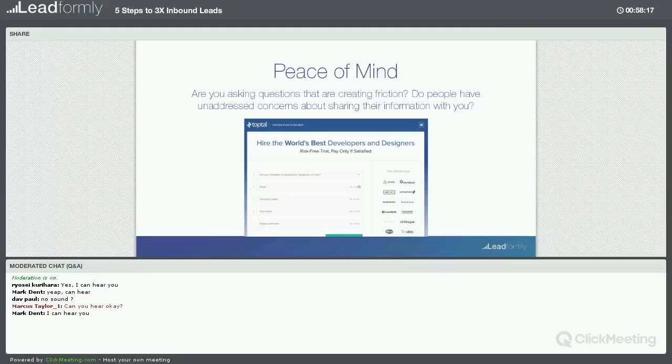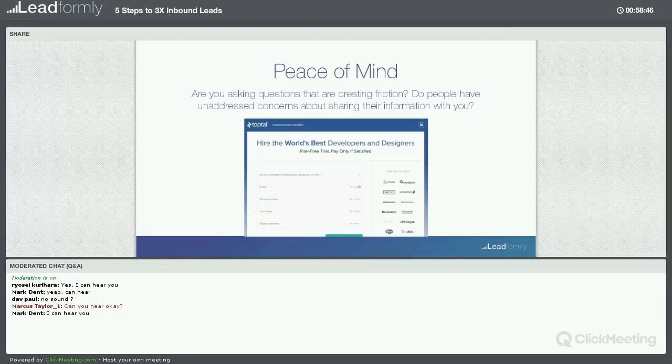Okay, so peace of mind, as I mentioned, I was using a site recently that was asking for my address, and it had no reason to ask for my address. So it made me think, are these guys going to be sending me stuff? I don't really want them to be sending me stuff in the post. And so it's really important to try and eliminate any questions on your form that might create some friction, and even going beyond that to try and build trust.